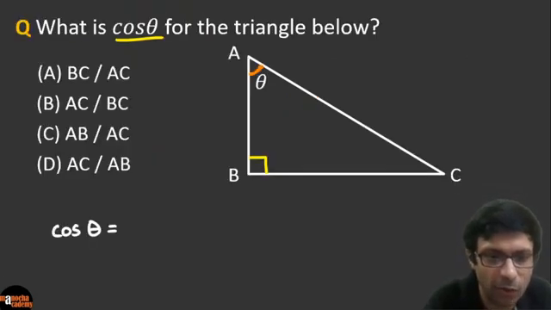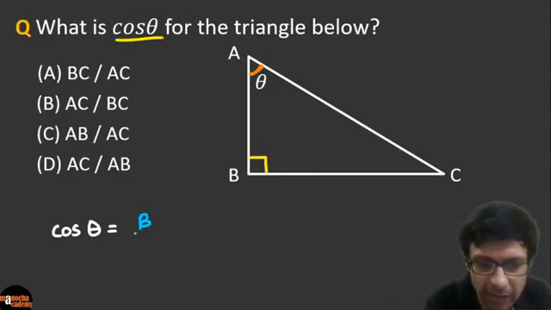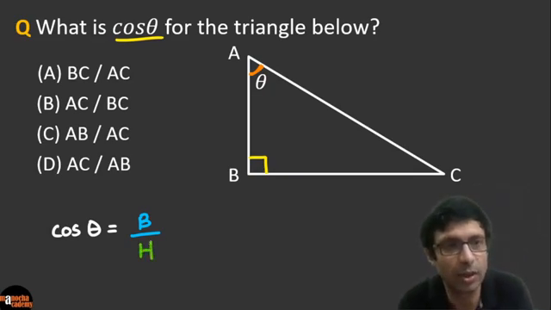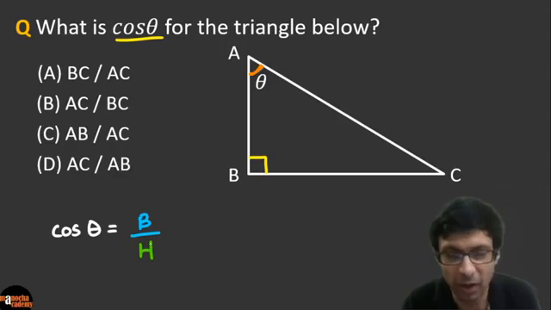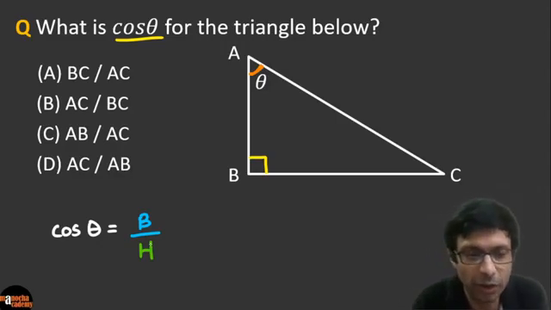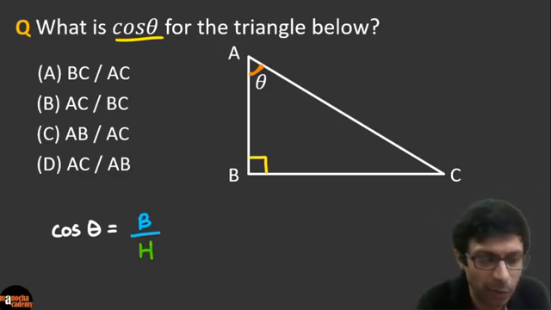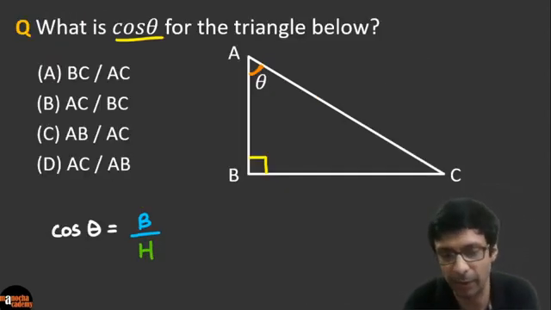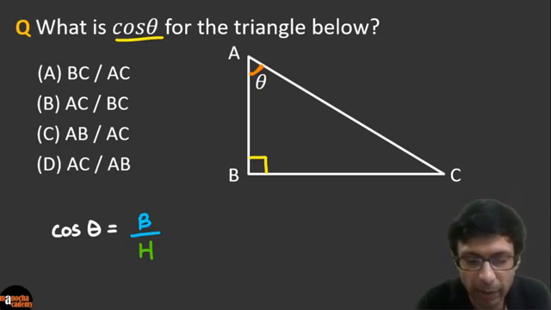So let's write that down here. Cos theta is basically base by hypotenuse, right? So we need to decide who's the base and who's the hypotenuse here. Take a careful look. The interesting thing you can see is the difference between this and the previous diagram. The theta was down there, but now the theta is up here. So we need to be a little careful.